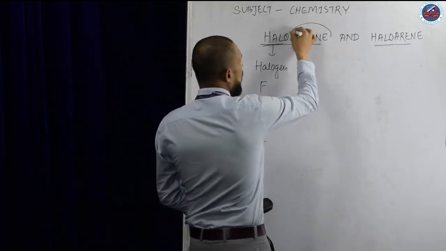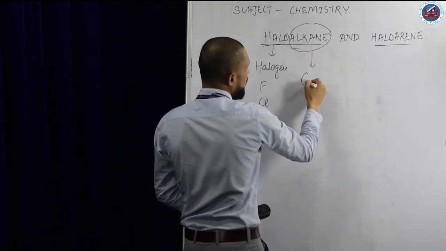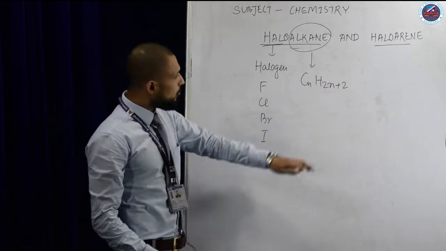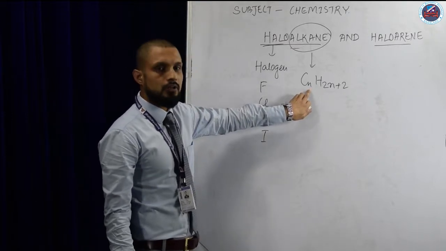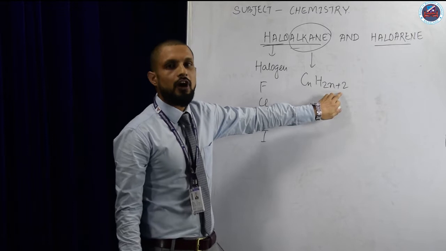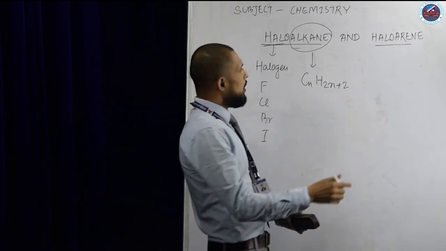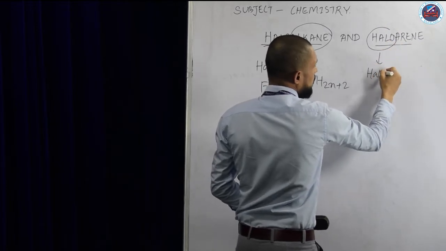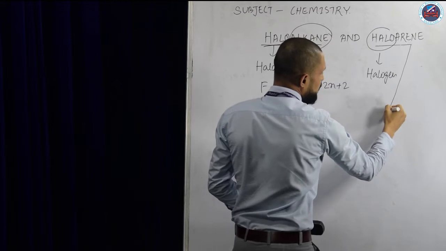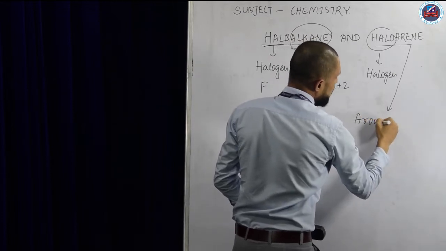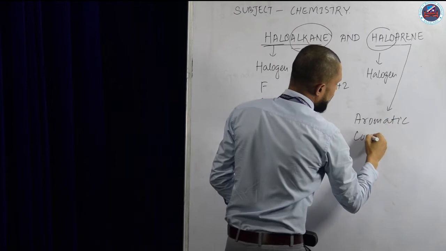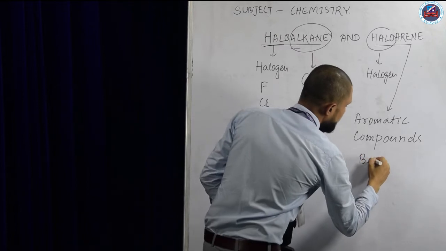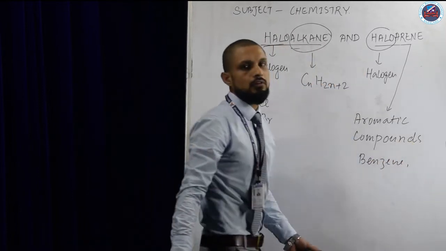Alkane is a compound of carbon with general formula CnH2n plus 2. That means for every n number of carbon, there will be 2n plus 2 number of hydrogen atoms. In haloarene, halo again stands for halogen, whereas arene stands for aromatic compounds of carbon and hydrogen. Example, benzene, naphthalene, etc.